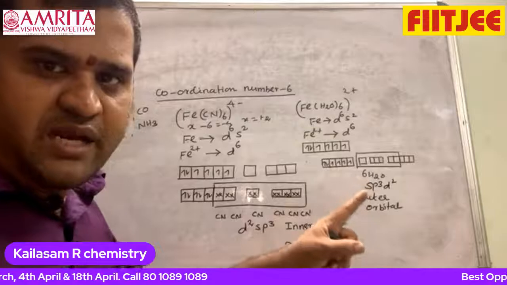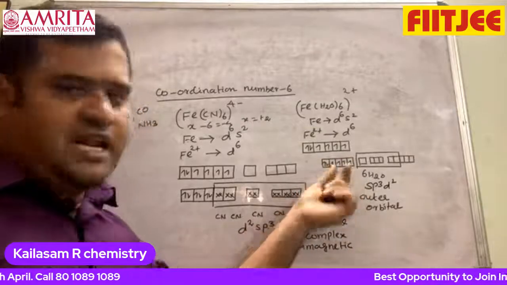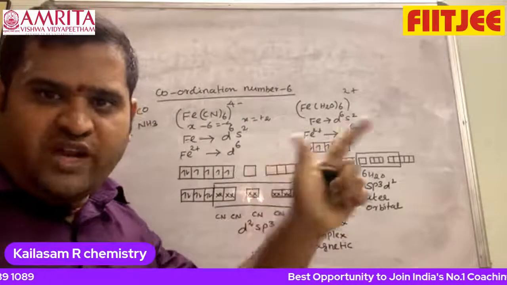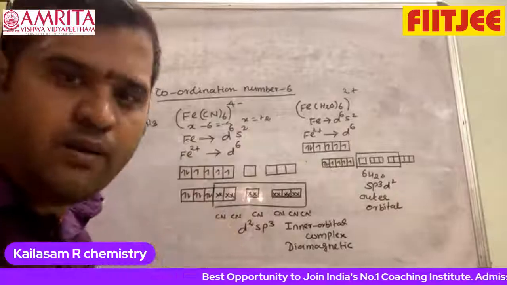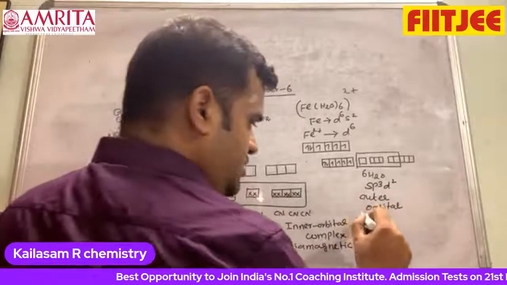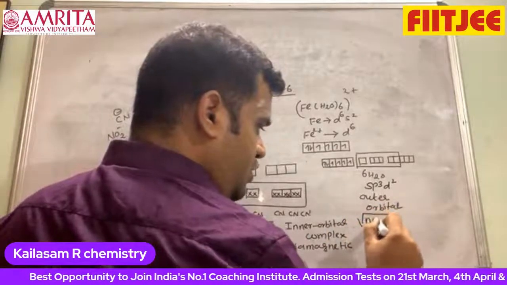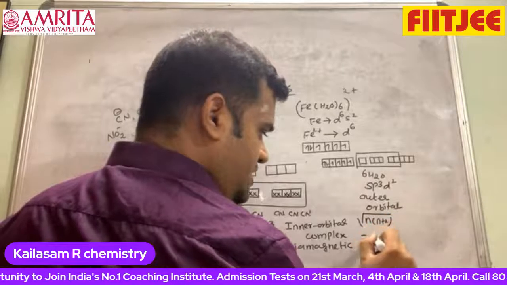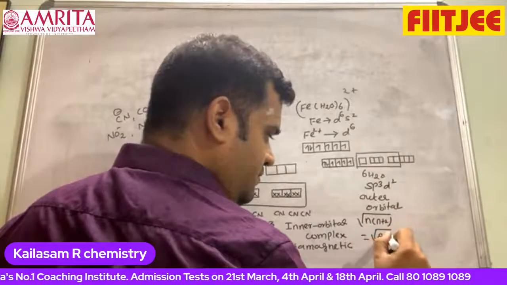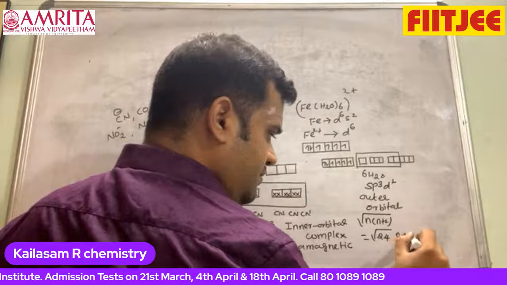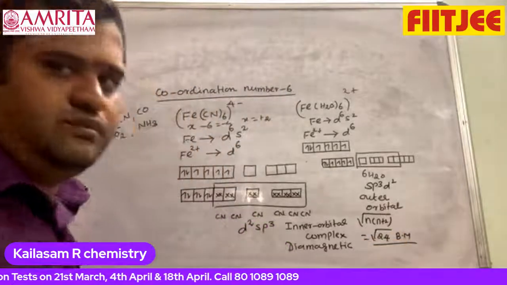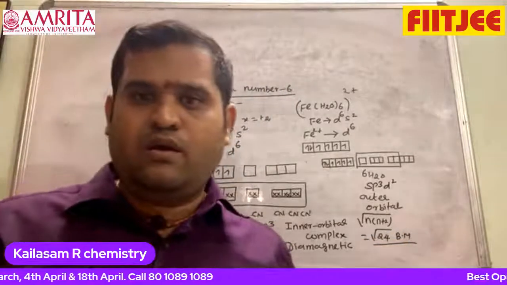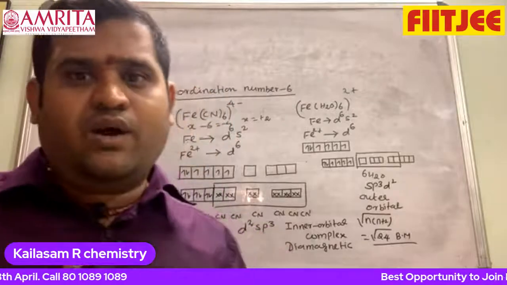And diamagnetic or paramagnetic? It's paramagnetic. I have 4 unpaired electrons. What is the magnetic moment? Square root of n(n+2). That means I can write it as root of n into n plus 2, so I can say root 24. Over.